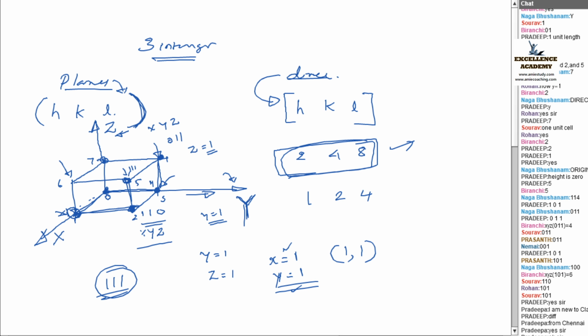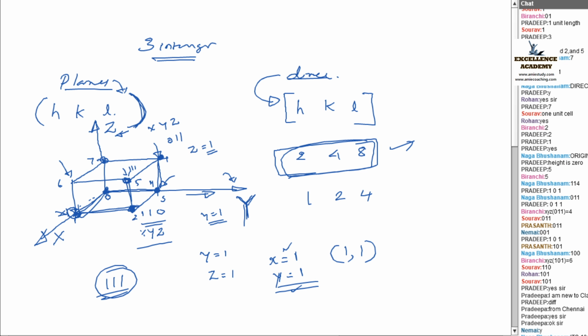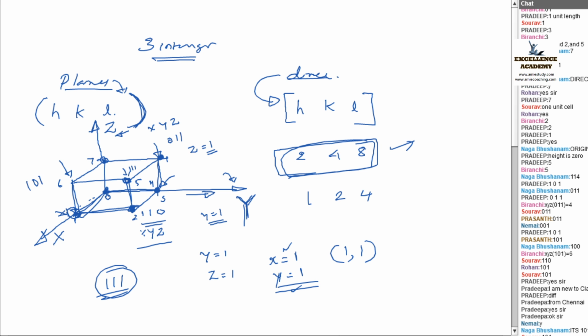And Nemai, is it clear? Okay, fine. So what is the answer then? We know that it is 1 and 0, then again 1. 1, 0, 1 is the right answer. Okay, fine. Now you are on the right track.